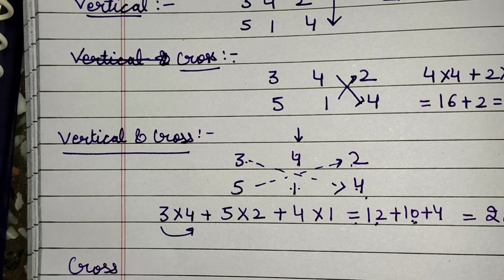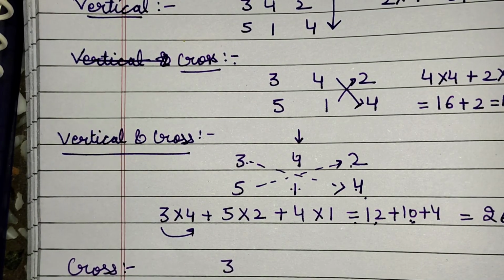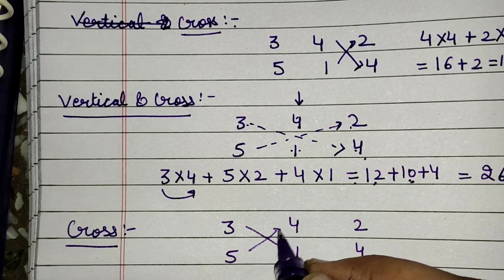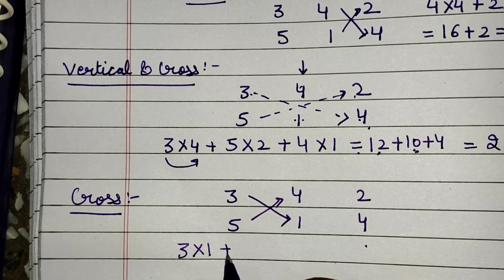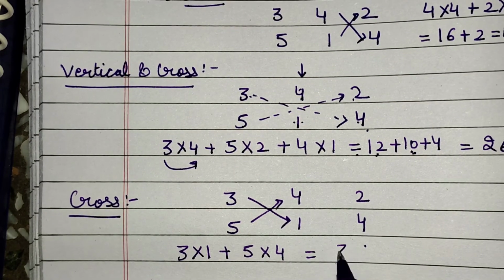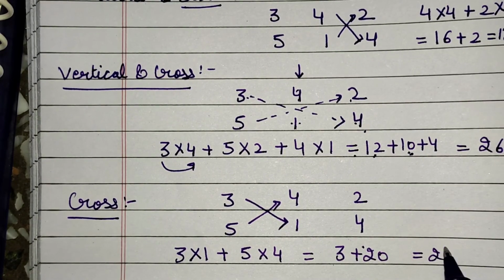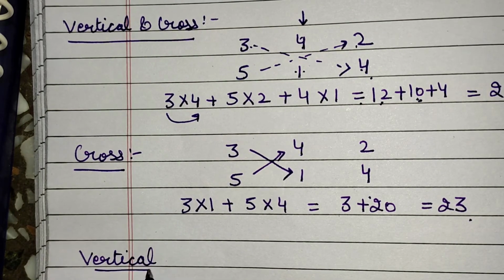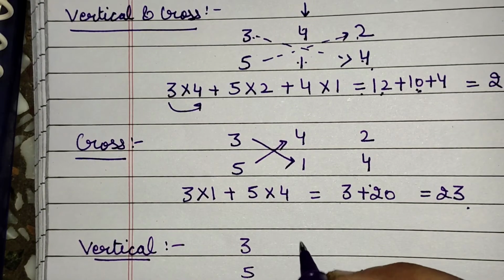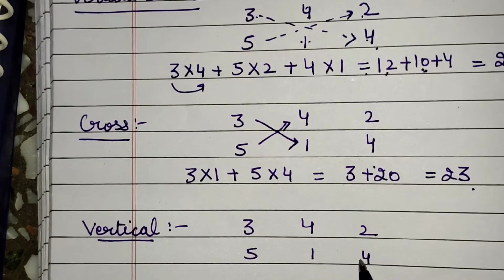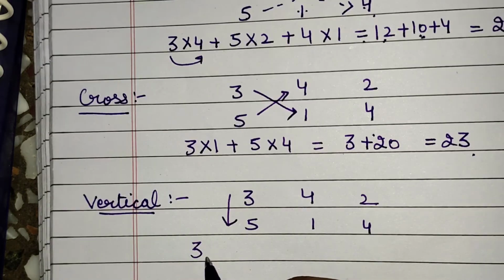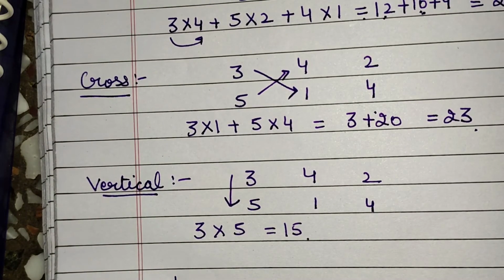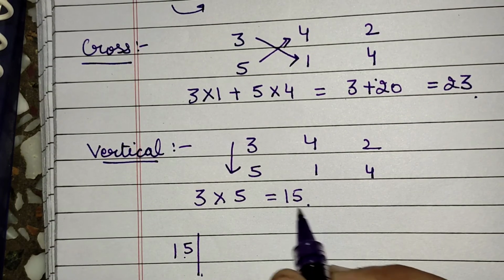Okay, now again the cross multiplication of the first and second digit, 3, 5, 4, 1, 2 and 4. So cross multiplication of these two will give you what? 3 into 1 plus 5 into 4, which will give me 3 plus 20, which is equal to 23. Now the last step, you have to do vertical multiplication of the first two digits, 3, 5, 4, 1, 2 and 4. Vertical multiplication, that means 3 into 5 is equal to 15.